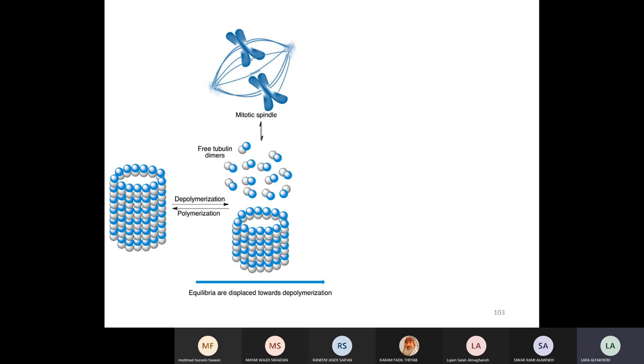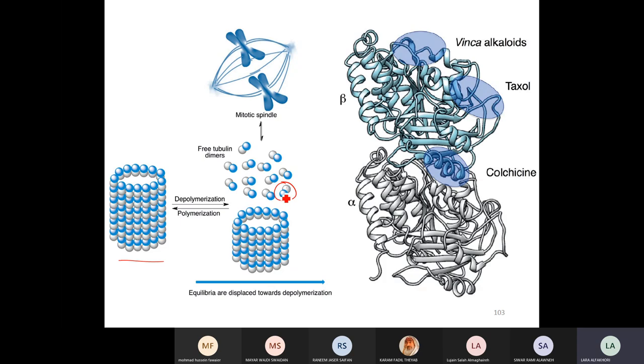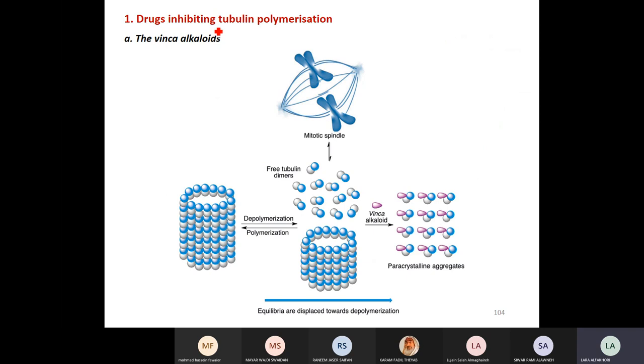Okay? Now, this represents a part of a spindle structure. If you look at the building blocks, which are represented here in white and blue, these are actually the two units that constitute the tubulin molecule, which we refer to as the alpha and beta units of the tubulin molecule. To begin with, the ones that inhibit polymerization, in other words the gathering of those alpha beta units of tubulin to give rise to those spindles, examples are the vinca alkaloids.